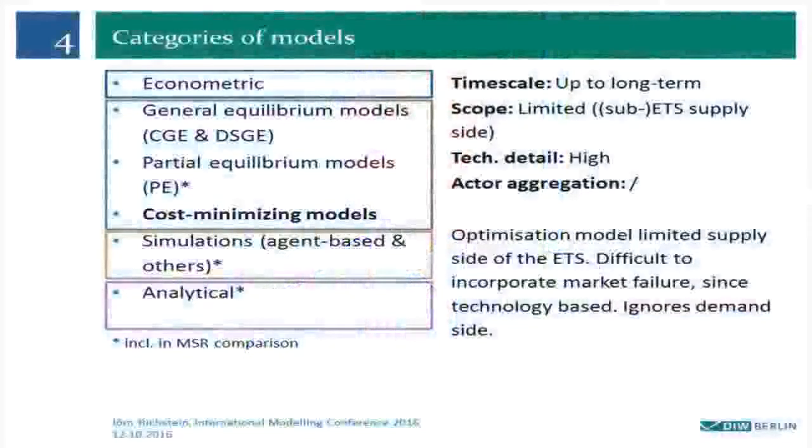We have cost minimizing models, as Vicky Dusha presented earlier on. These are socio-technological models. These often rely on optimization approaches, can also be simulation approaches, and usually they're limited to the supply side. They can also cover demand options, but then these are more of a technological detail. It's not really describing the social nature of demand.